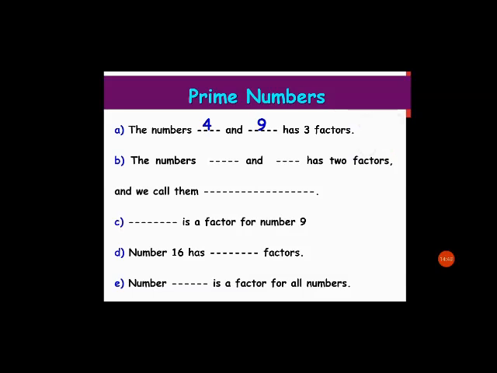Which numbers have two factors, and what do we call them? Choose any number that has two factors. I chose 5 and 11. You can write 2 and 3. You can also write 7 and 11. You can write any prime number, by the way. We call them prime numbers because prime numbers are the numbers that have only two factors, which are 1 and itself.